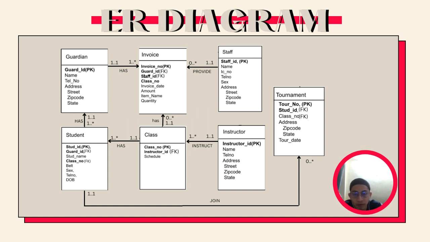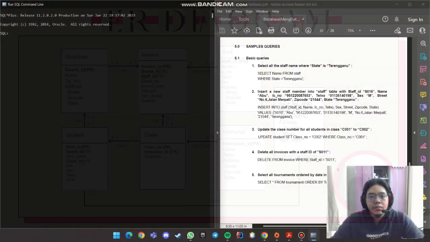Then we have the invoice. In the invoice, we have the invoice number as the PK, card ID, staff ID, class number as the FK, and then we have the invoice date, amount, item name, and quantity. I think that's all for me. Thank you. So I will pass to Bistami.